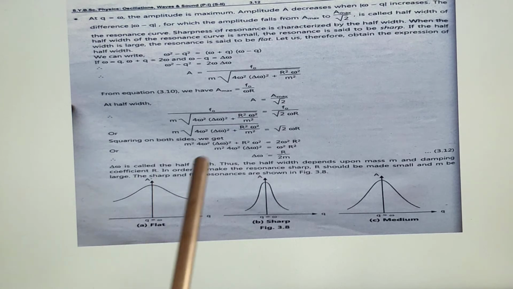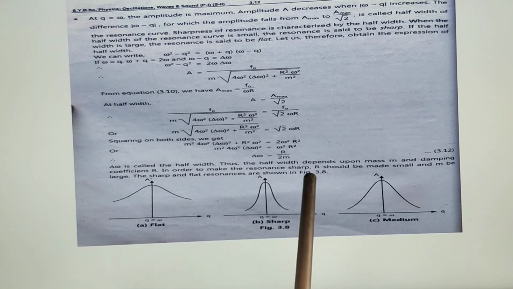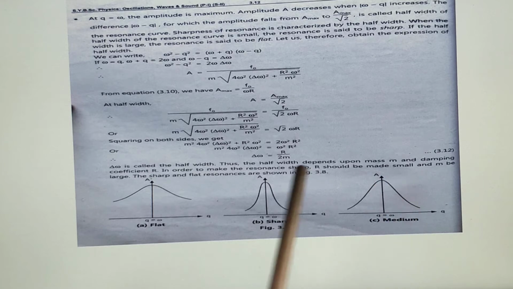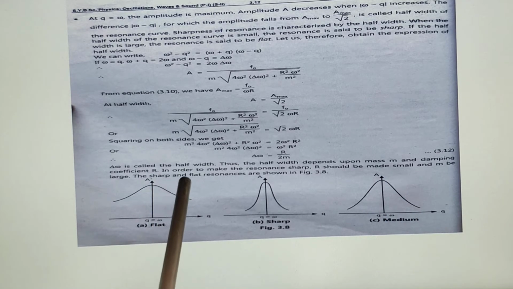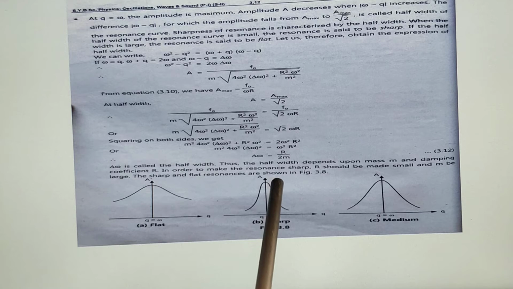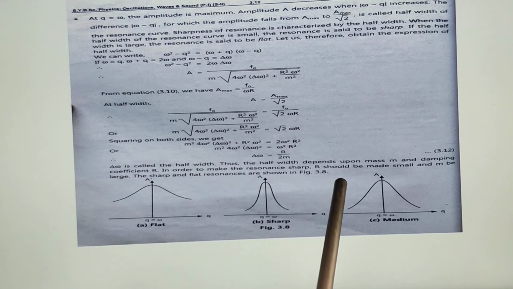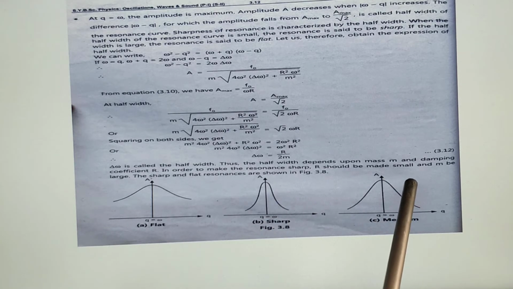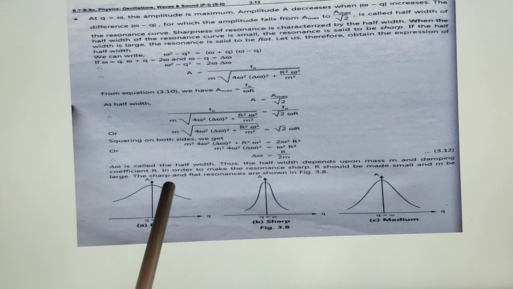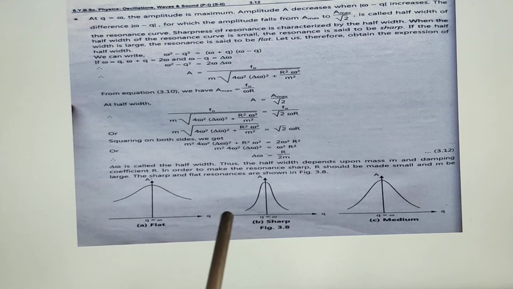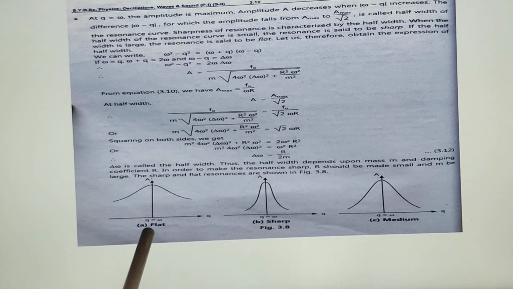Thus the half width depends upon mass M and damping coefficient R. In order to make the resonance sharp, R should be made small and M large. The sharp and flat resonances are shown in these curves. So this is the flat, this is sharp, and this is the medium.